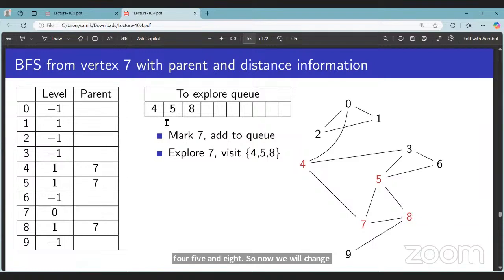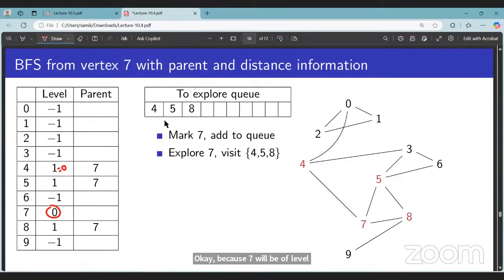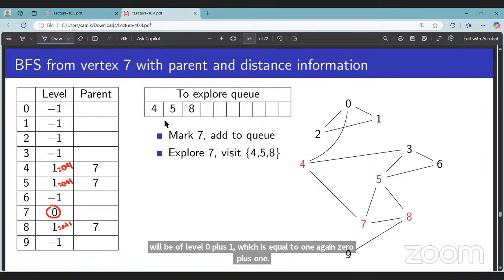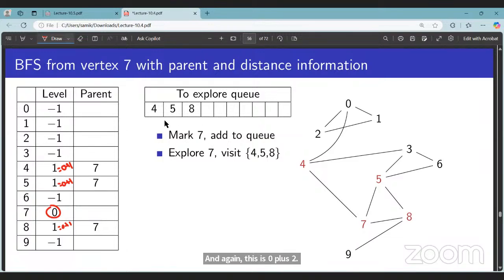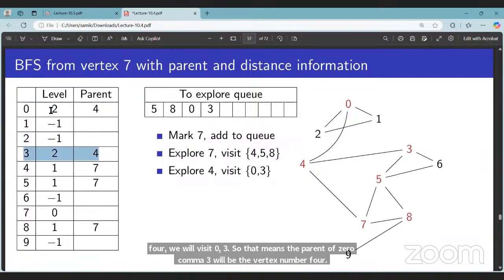Because 7 is of level 0, 4, 5, and 8 will be of level 0 plus 1, which is equal to 1. And the parent of 4, 5, and 8 will become vertex number 7. Now, if we explore 4, we will visit 0 and 3. That means the parent of 0 and 3 will be vertex number 4, and the level of 0 and 3 will be 2.